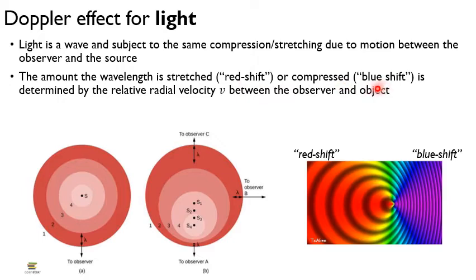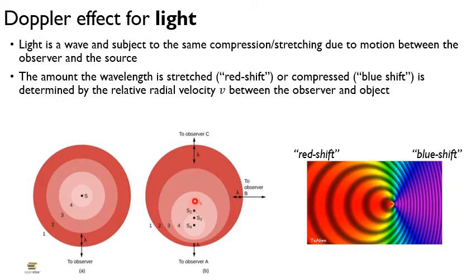But blue shift is technically accurate if the source is moving towards you. The amount that the wavelength of the light is changed is determined by the relative radial velocity between the observer and the object. What I mean by radial velocity is the velocity component that is along the direction between you and the source, between the observer and the source.